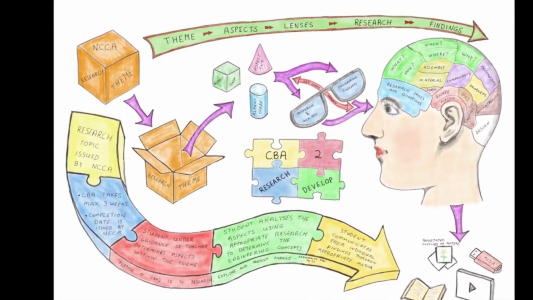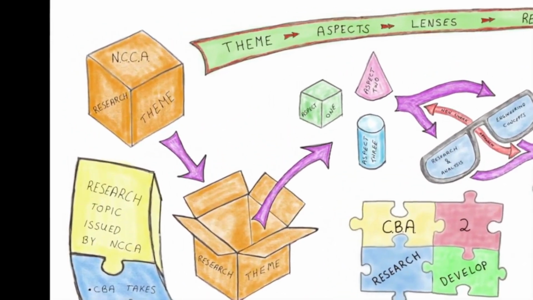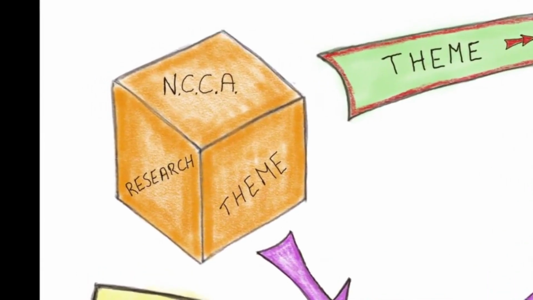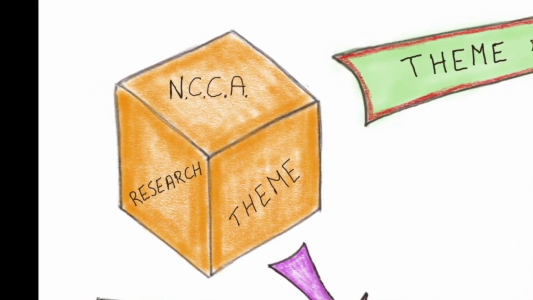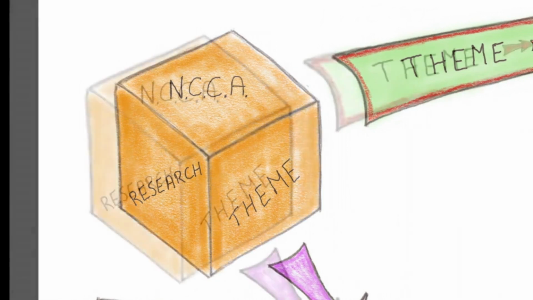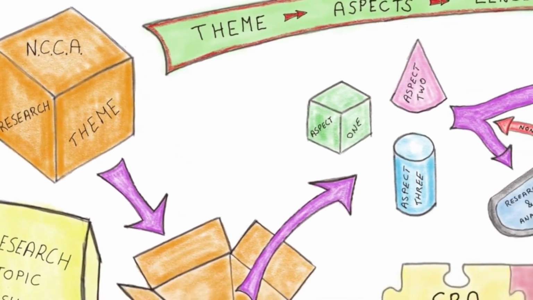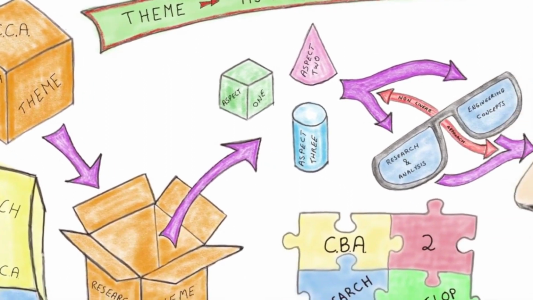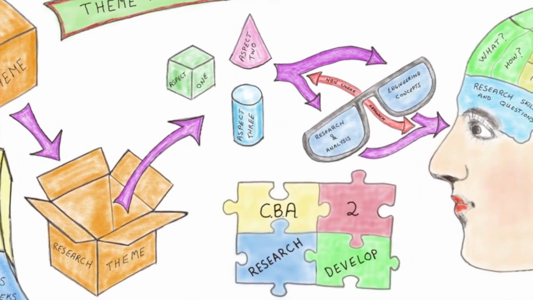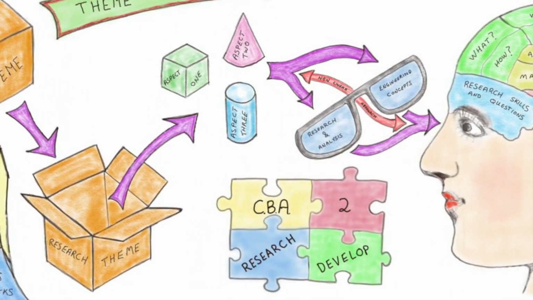So our CBA2 journey begins with the research theme issued by the NCCA. In our visual cue here, let's imagine this as being a cardboard box delivered to our classroom. Once we have it, we can now begin to unbox it and see what different aspects or what different areas are within the one theme. In the example Jane used in her research question with her students, she chose a robotic arm.